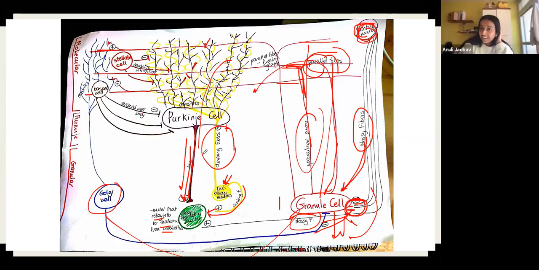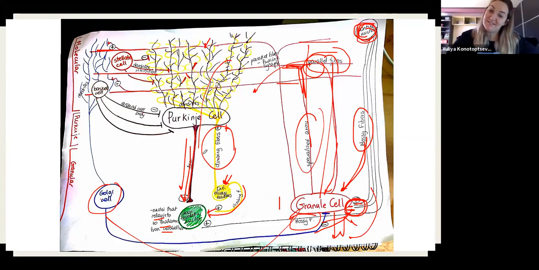Julia asks, what excites the pontine nucleus and the inferior olivary? Very good question. We'll talk about it next class. The brain. Yes, the brain.